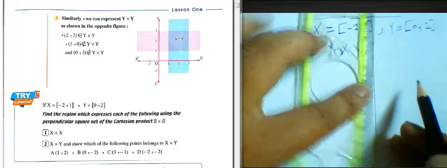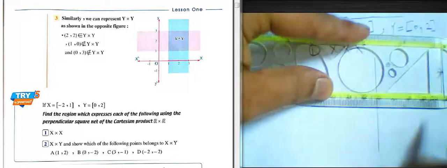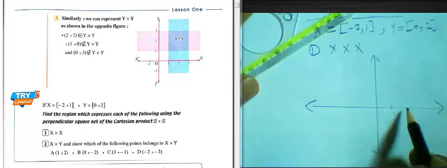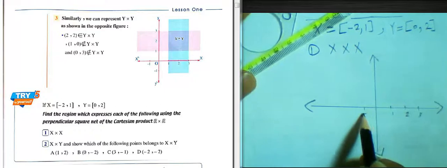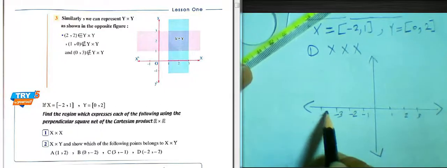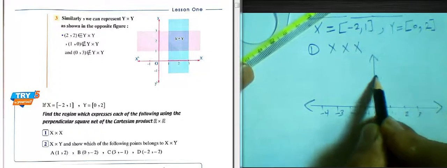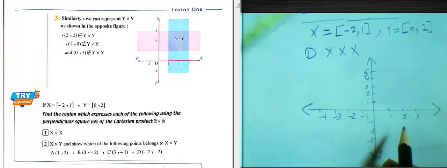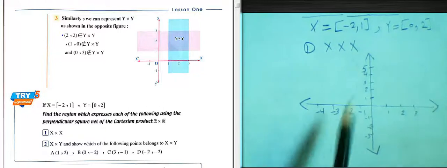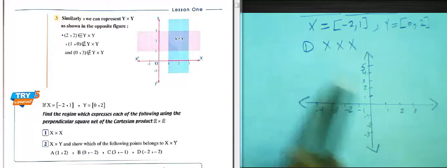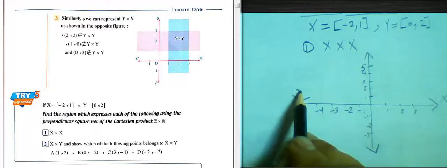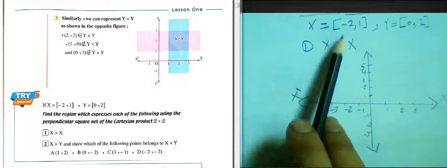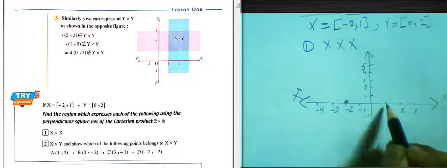First, we must draw the coordinate axes for x, x dash, and y, y dash. And then write the elements 1, 2, 3, 4, 5, negative 1, negative 2, negative 3, negative 4, and on the y axis 1, 2, 3, negative 1, negative 2, negative 3. Look, we must write x on the x axis. First we represent x on x x dash. X equals the interval from negative 2 to 1. Negative 2 here, 1 here.